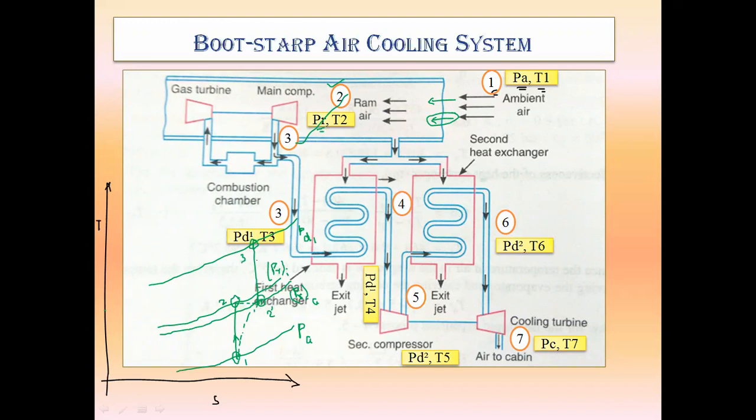Here this 2 dash to 3 line is indicating the isentropic compression, but as that compressor consists of a number of moving parts, it will not be isentropic, it will be a polytropic process. So the actual polytropic process will be shown likewise. Here one more point will be there, called point 3 dash. So 2 dash to 3 dash is indicating the actual compression inside the main compressor. Now, whatever the outlet of the main compressor is, point 3.